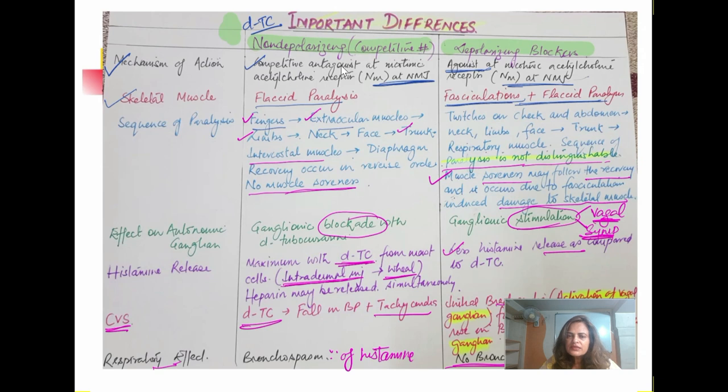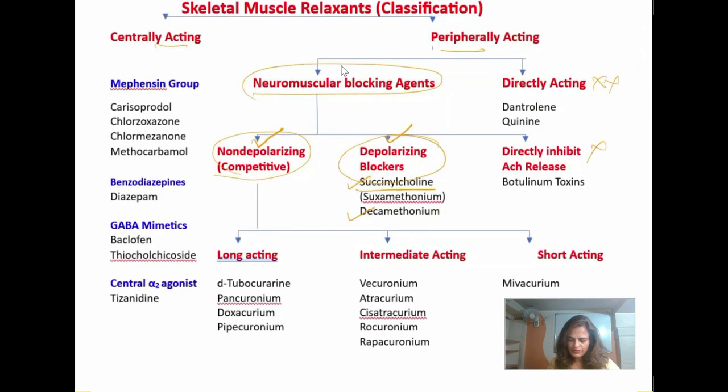I already told you, this is keeping in mind d-tubocurarine. But you know non-depolarizing blockers are further categorized into long acting, intermediate acting and short acting. What are the differences among themselves? All of them cause the release of histamine. All of them stimulate the ganglion. All of them cause bronchospasm. All of them cause a fall in BP. So to see that, which one has what?